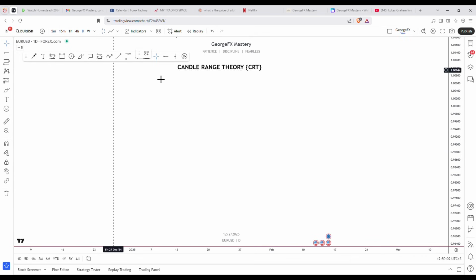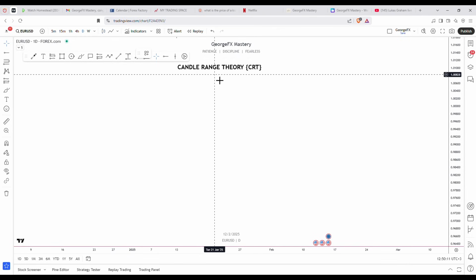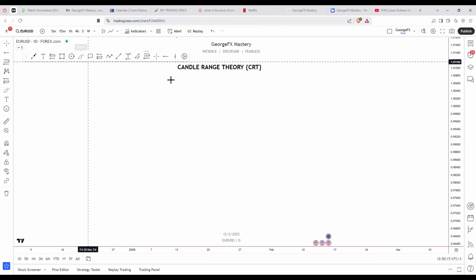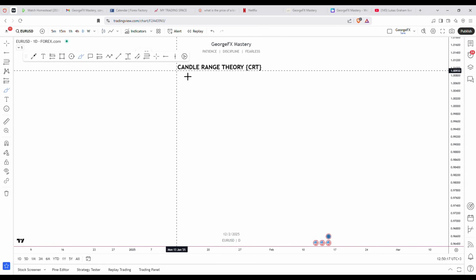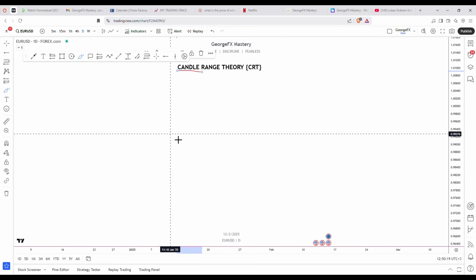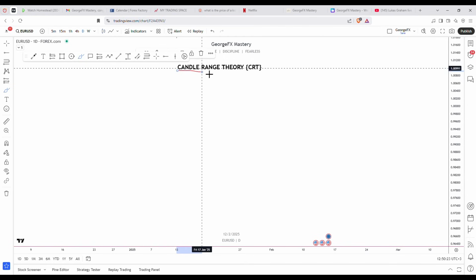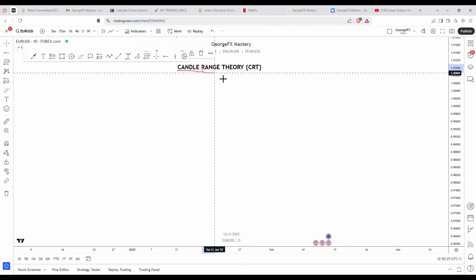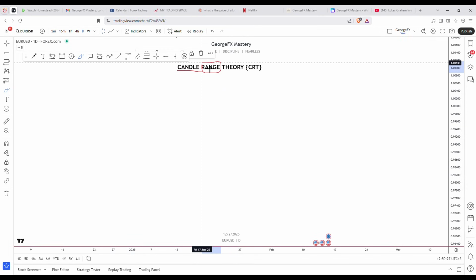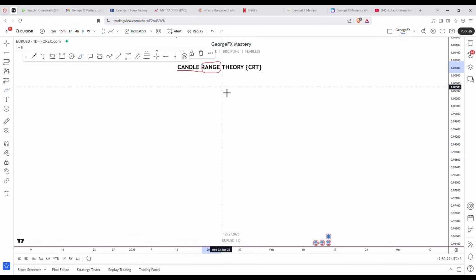On the candle range theory, there are two key words. We have the candle that is going to create for us the buy side liquidity and the sell side liquidity, and then we have the range. We have the candle that is also going to give us the range that we will be trading. So one candle gives us the buy side and sell side liquidity, and another candle gives us the range that we will be trading.